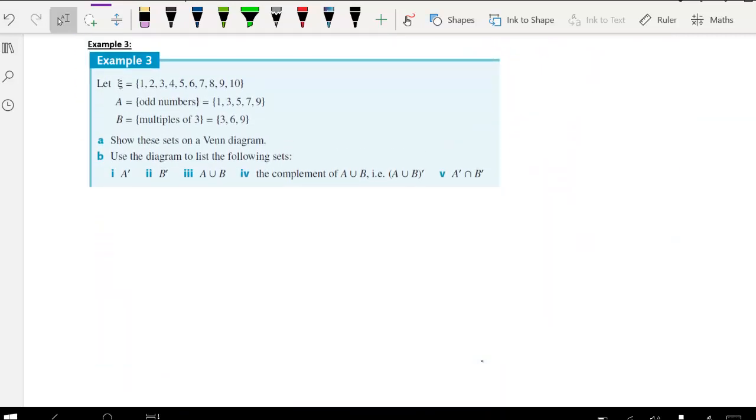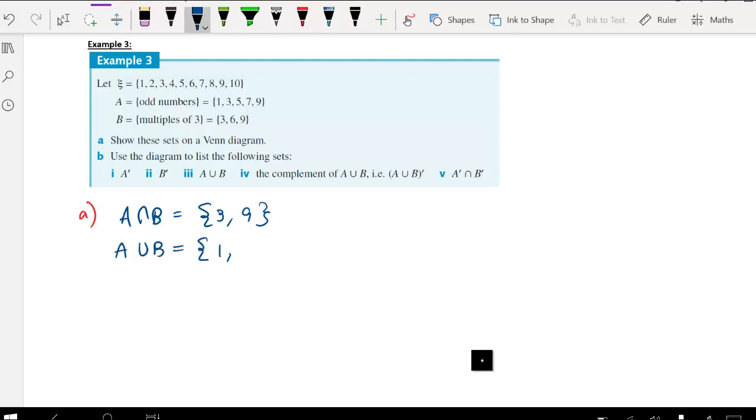When we look at example 3, we've again got a defined universal set, the values 1 to 10, where A is odd numbers, and that's defined for us. B is multiples of 3, and that's defined for us. And we want to show these sets on a Venn diagram first. So part A, we'll probably start with looking at A and B. So the intersection is 3 and 9. The union is 1, 3, 5, 6, 7, and 9.